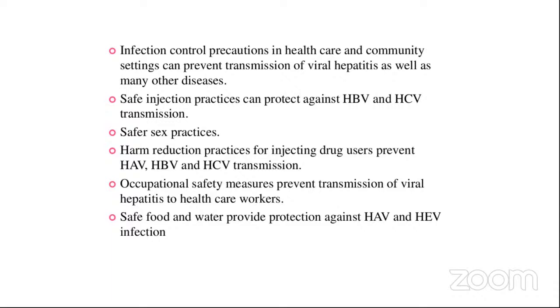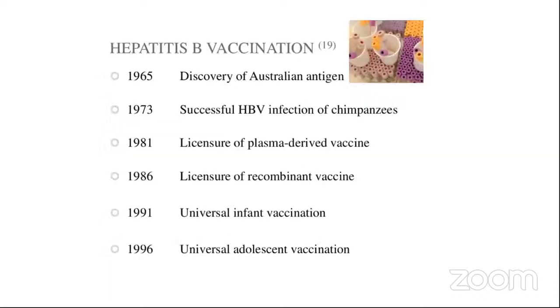Then good practices: we have to follow safe injection practices and safer sex practices. All drug users also have to take care. All these things are important. Safe food and water supply is again important, as well as education for healthcare workers. Now vaccination, this is the vaccination history.